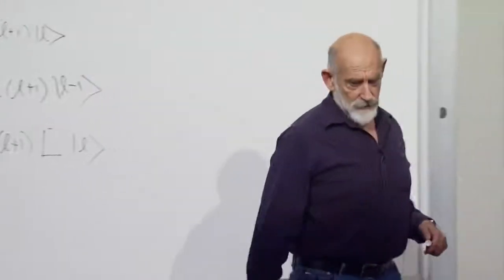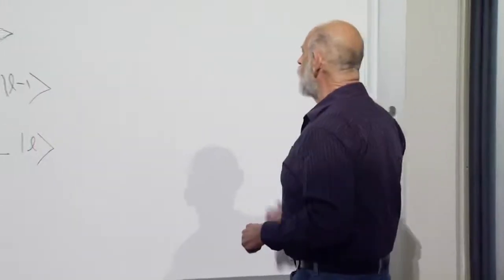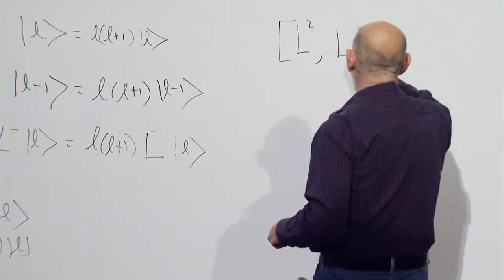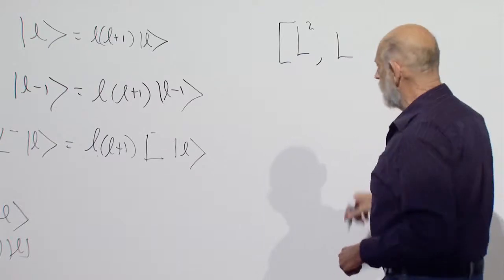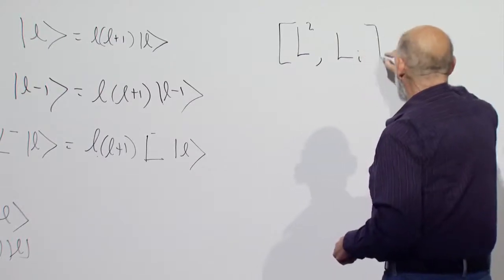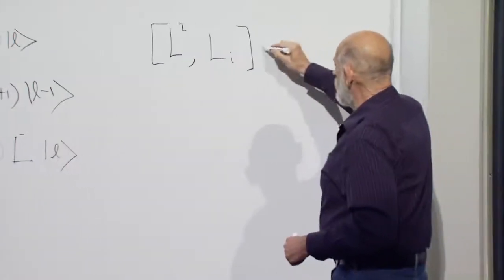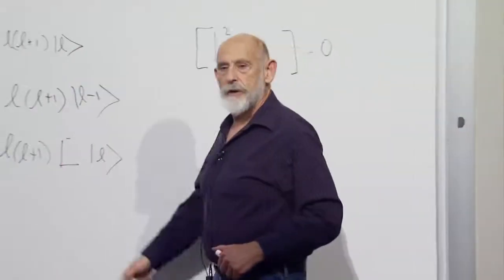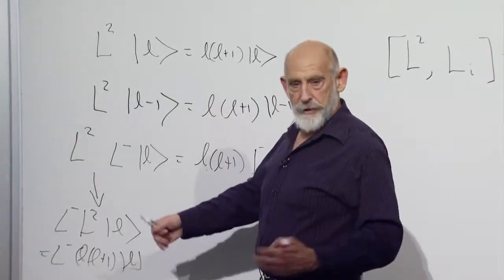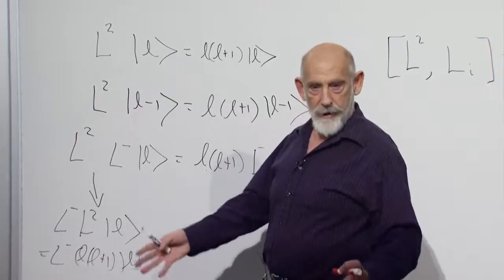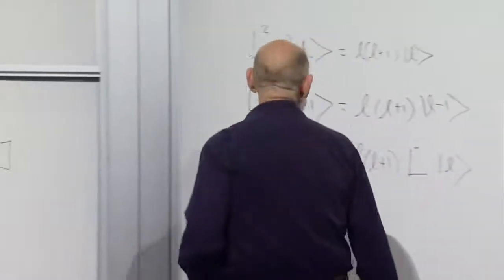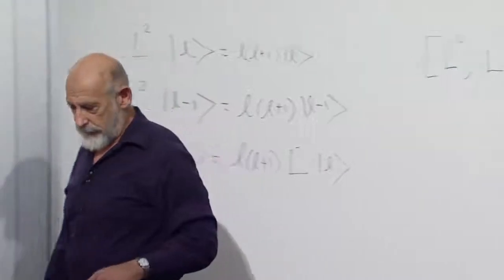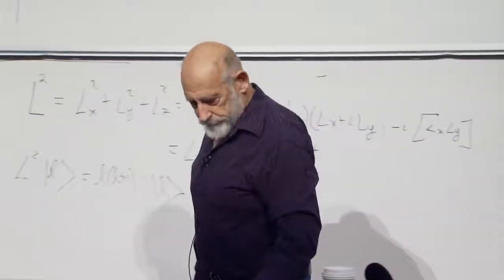Here's the exercise. The exercise is to prove that L squared commutes with any one of the components of angular momentum. Let's call it L sub i: Lx, Ly, Lz. If it commutes with any of the components, then it will certainly commute with L plus and L minus. L plus and L minus is just Lx plus or minus i Ly. So there's an exercise. Prove that L squared commutes with any one of the L's.